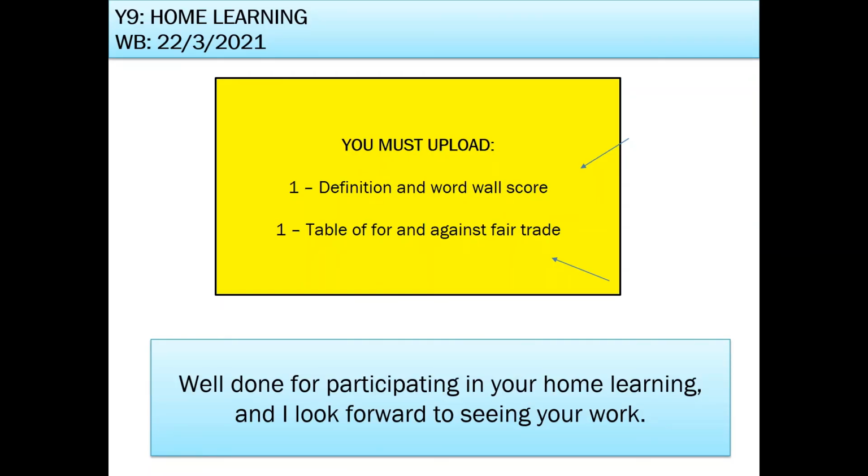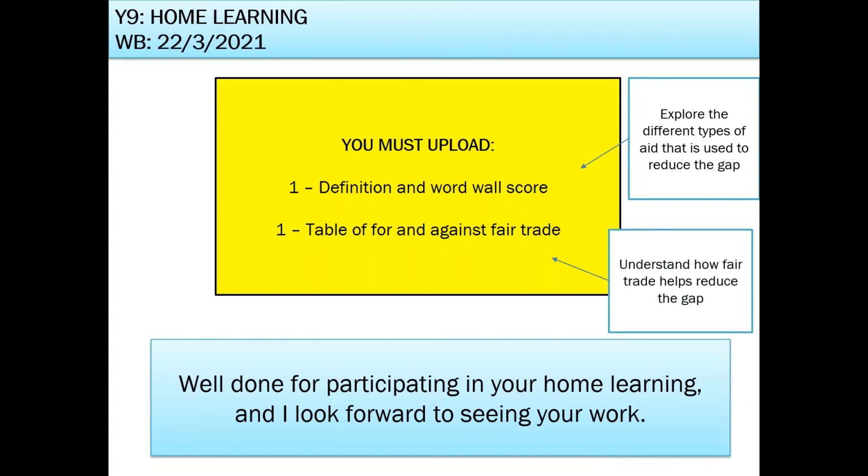So that brings us to the end of this lesson, and just want to go through what I'd like you to upload to ClassCharts. So the first thing I'd like you to upload is your definition of aid and your word wall score, and that links to exploring the different types of aid and how they're used to reduce the gap. And then I would like you to upload your table for and against fair trade. And again, that links to our final learning objective, which was understanding how fair trade helps reduce the gap. So once you've uploaded that work, you've completed the lesson.